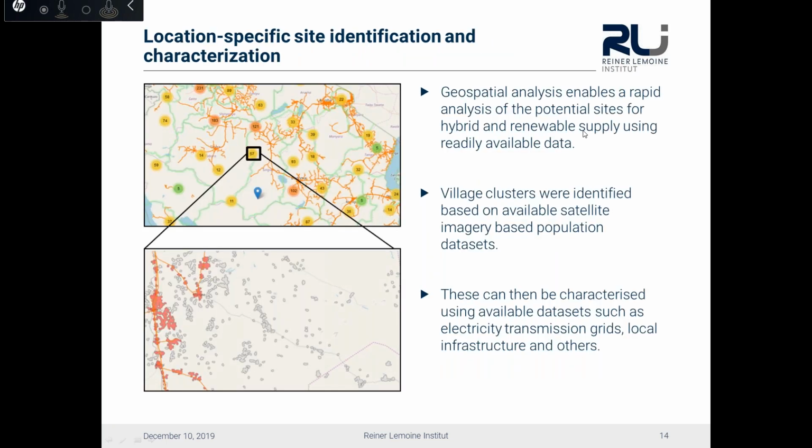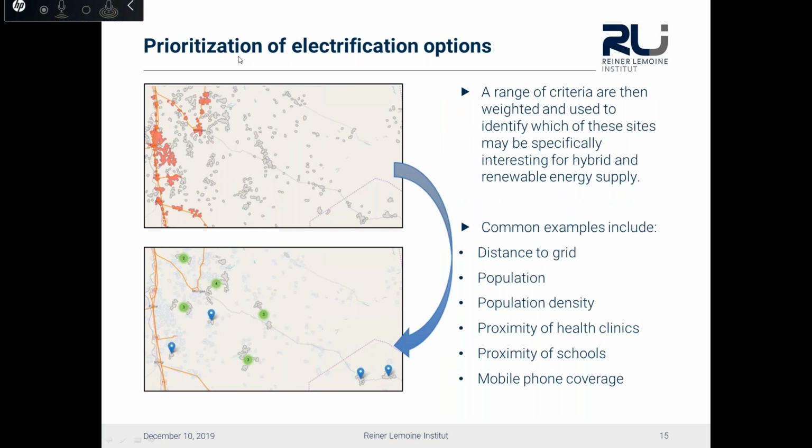So we use the geospatial information which we can get, and there is quite a lot of data for most countries, in order to combine as many attributes as possible with those population clusters. For example, we could calculate the distance to transmission and distribution grids. We could add information on local infrastructure, such as social infrastructure like health stations or schools. Based on that, we can carry out a prioritization of those locations for their attractiveness for off-grid systems.